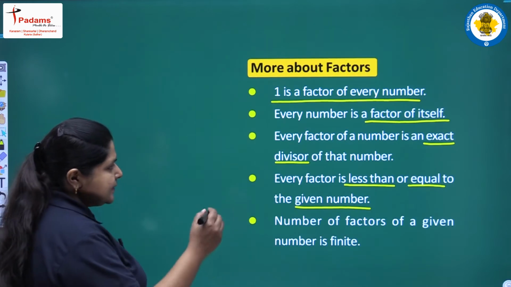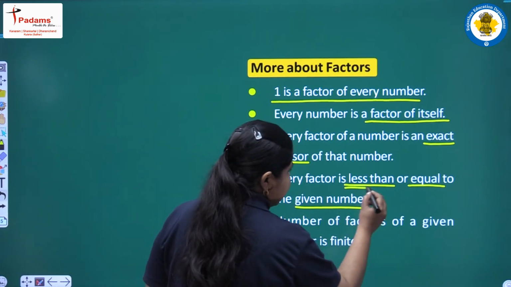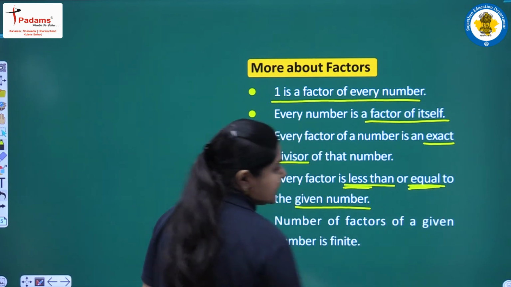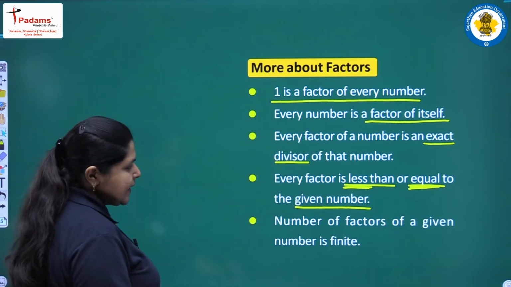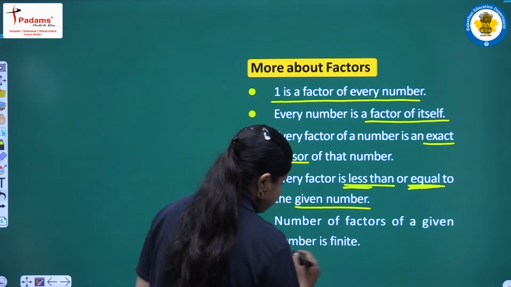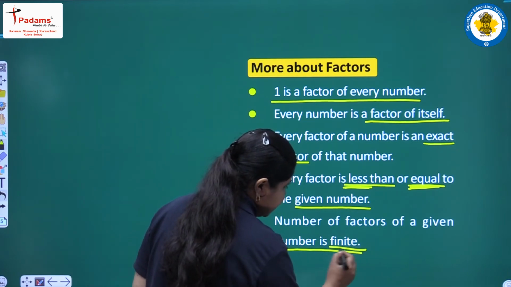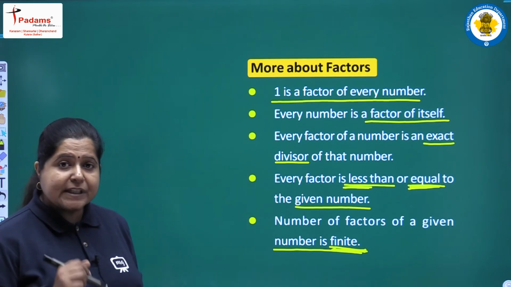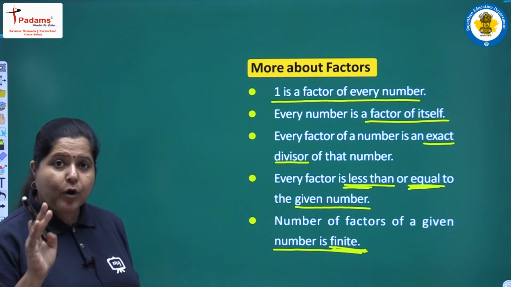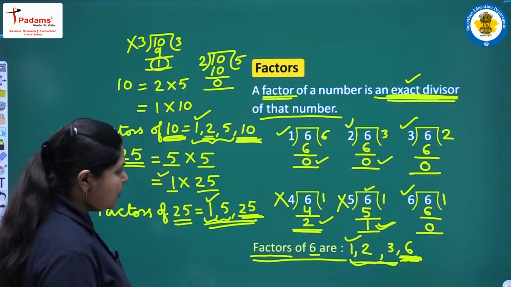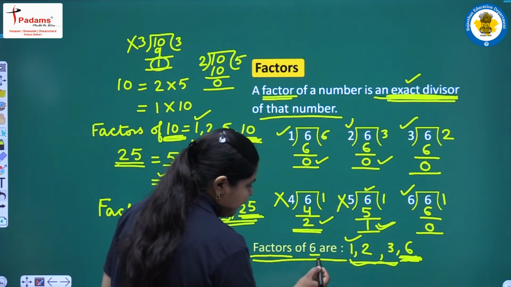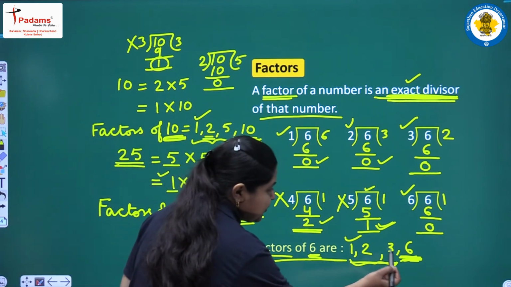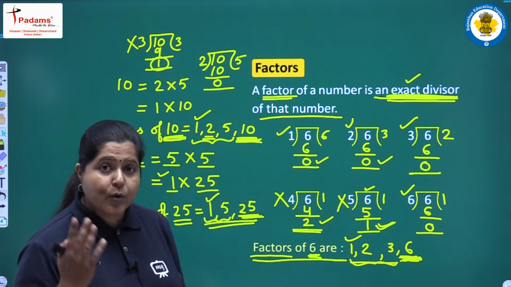So we see that every factor is either less than the given number or it is equal to the given number. And what next? The number of factors of a given number is finite. By finite we mean that it is countable. We can easily count them on our fingers. Here also we can count how many factors there are for 6. They are 4: 1, 2, 3, 4. We can easily count them.